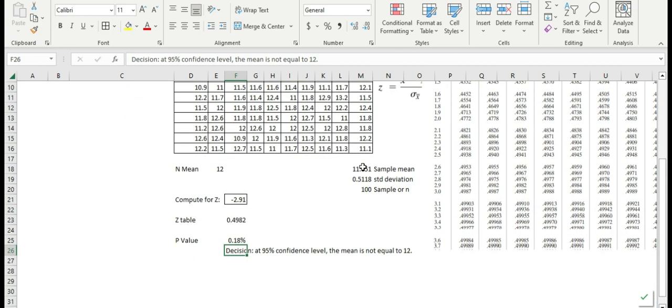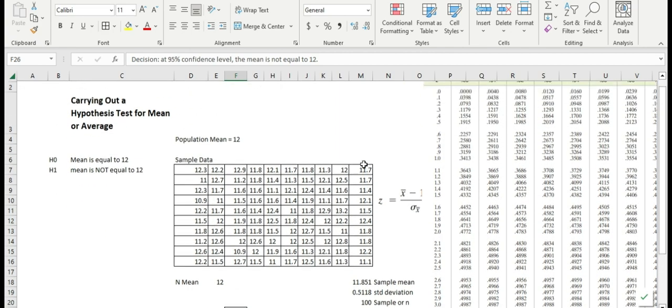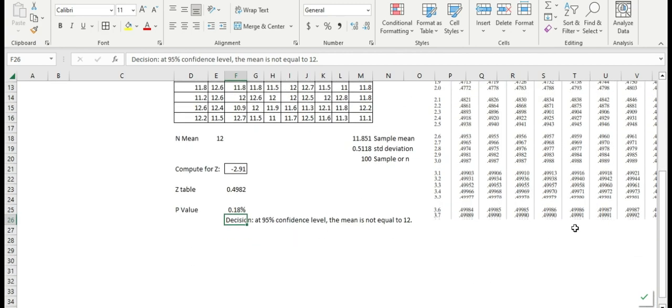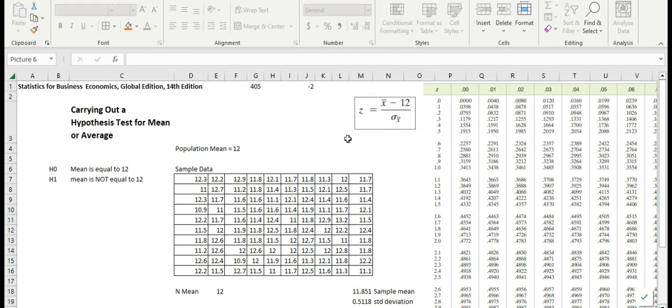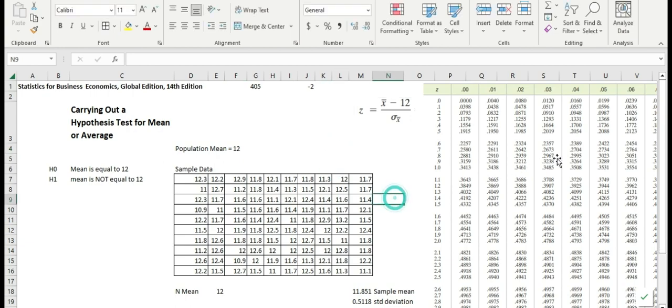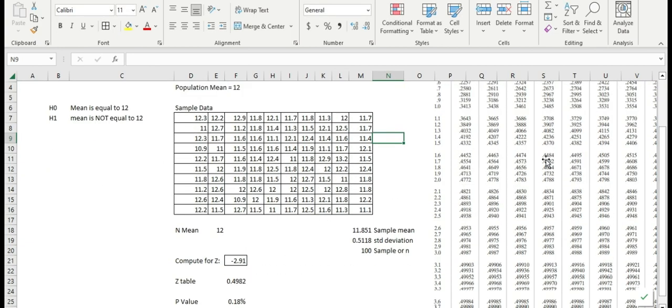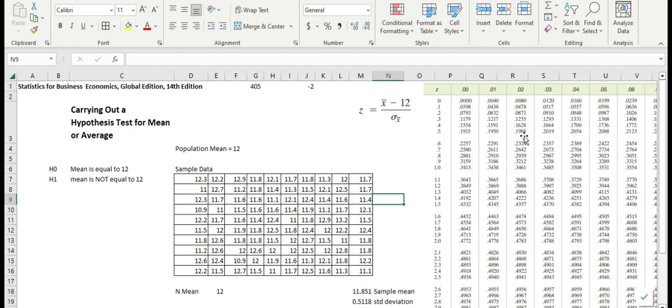I think I already have discussed. And then this one here is the Z table, and this is the prevailing computation for testing the hypothesis. And I think that's all.